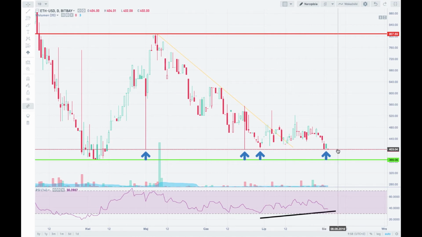If the bears will be successful and they will break below it, then the next target for them is seen at the level of 367. Please notice that there is a building bullish divergence on the RSI indicator, which might suggest that after this breakout, if it occurs, we can expect some corrective pullback to the upside.